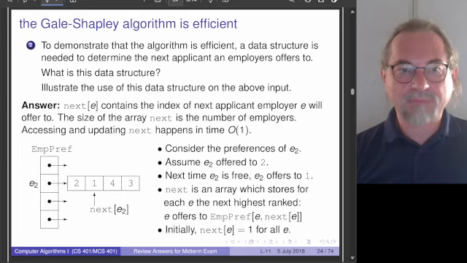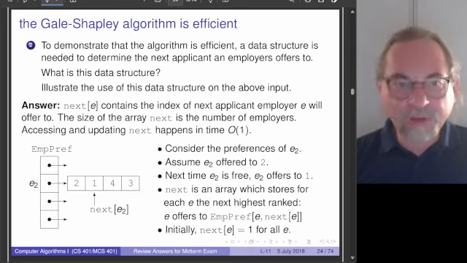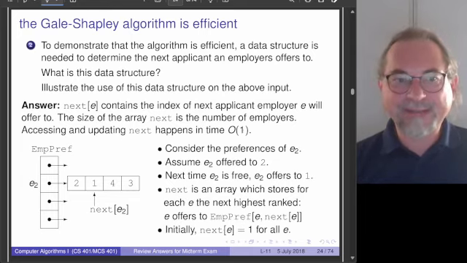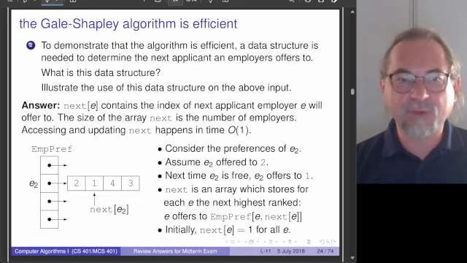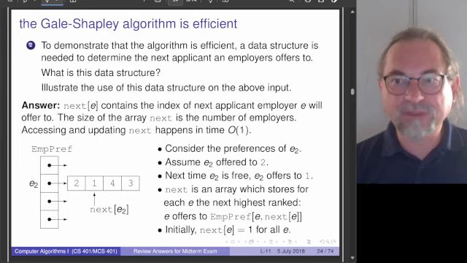So here is the answer. We have the employer preferences that are stored as matrices. Here I'm focusing in the example on the second employer. For every employer, we will have to decide very quickly to which applicant to make a next offer. So that needs to happen in constant time. You have data that can be accessed in constant time. Arrays are very good at that.